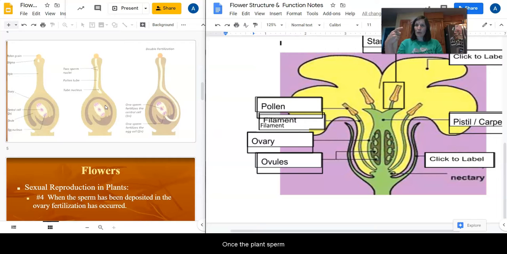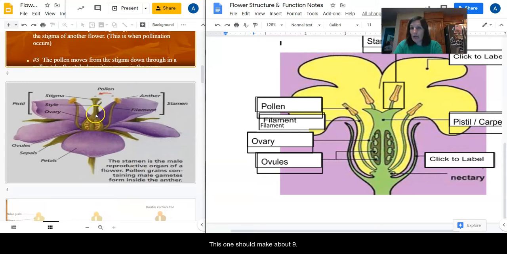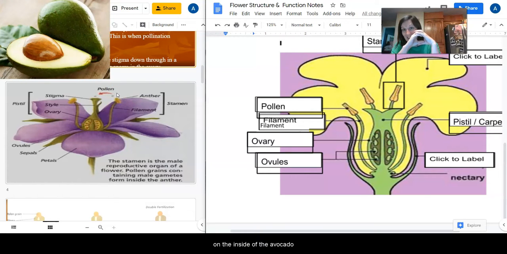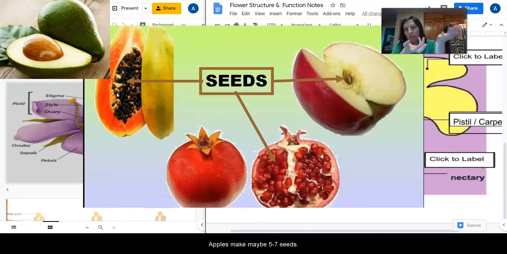Once the little plant sperm hits the plant egg and they unite, then now we have fertilization, okay? And we're going to make a little plant baby. And the plant baby looks different than a human baby because it is a seed. That's what a seed is, it's the plant baby. So this plant should make about 8 seeds because that's how many ovules you have. This one should make about 9. Now it depends on what flower you're talking about. Some flowers, like an avocado, make one ginormous seed on the inside of the avocado. Apples make maybe 5, 6, 7 seeds. Oranges, about the same.